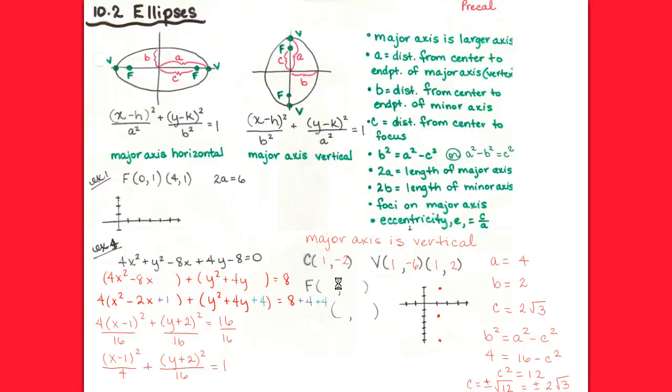All right, then our b value is 2. So again, if we start at that center and we go 2 to the right and 2 to the left and plot those points, then we'll have the guides that we need for our sketch of our ellipse.